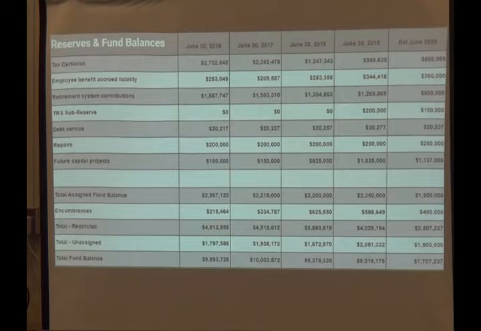Like everything else on here, you'll see we have TRS and ERS. Yeah, we always have to contribute to that. Right. And those are reserves where legal, excuse me? So the employee benefit, so those are retired.